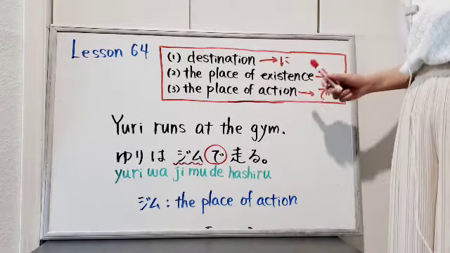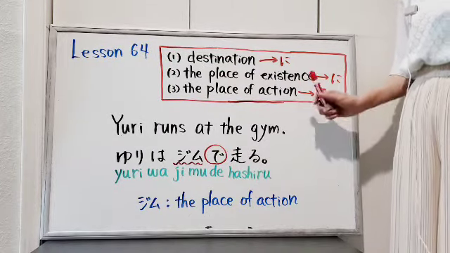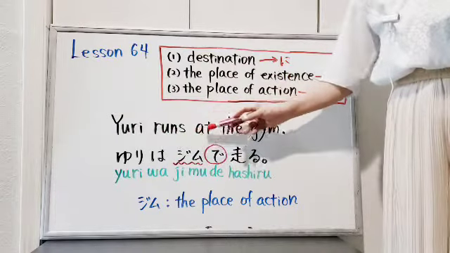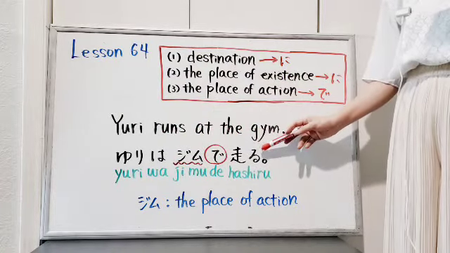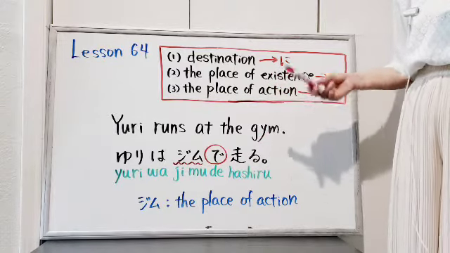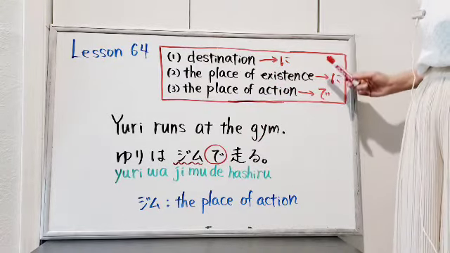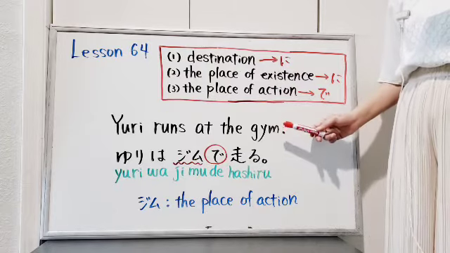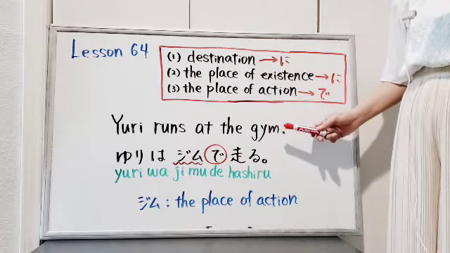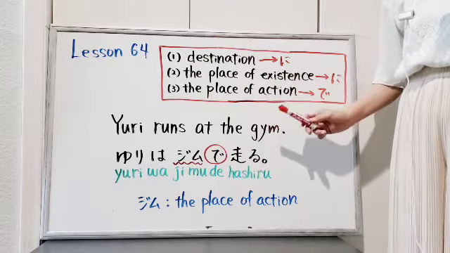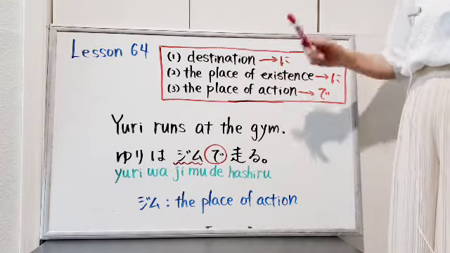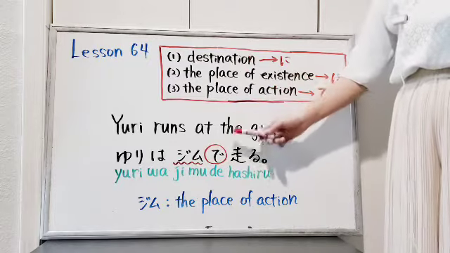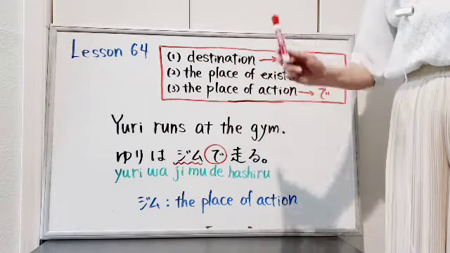How about this? Yuri runs at the gym. ユリはジムで走る。What you need to do is to think which is the best among these 3 options. In this case, the gym is the place where Yuri runs, right? So the gym is the place of action. You can choose option 3. That's why you need to put the で particle. Do you understand?